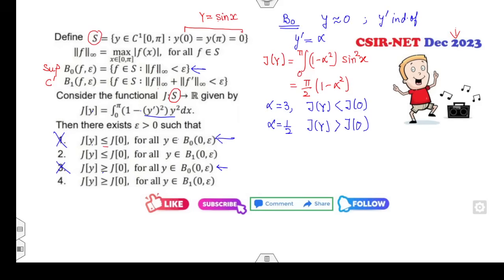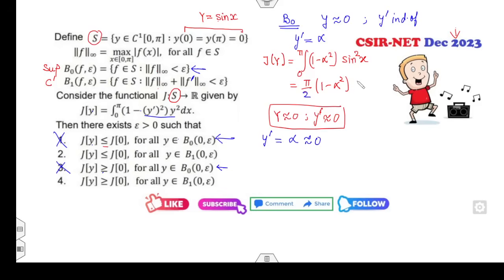Is it okay? Now look at the second one, the case of b1. b1 is based on y dash, f and f dash, so that means y is also approximately 0, y dash is also approximately 0. Fine. That means if you take alpha as my y dash, then alpha is approximately 0. In that case this number is always positive, that is always greater than J of 0 on the b1 ball. So option B is cancelled. D option is the right answer of the problem.